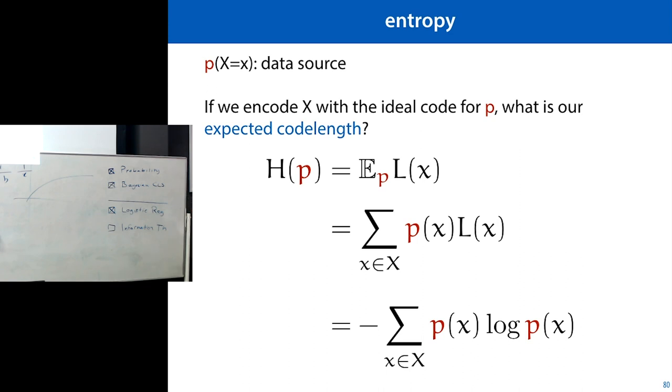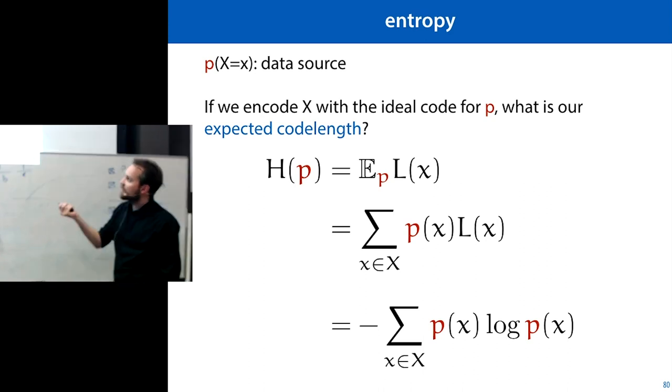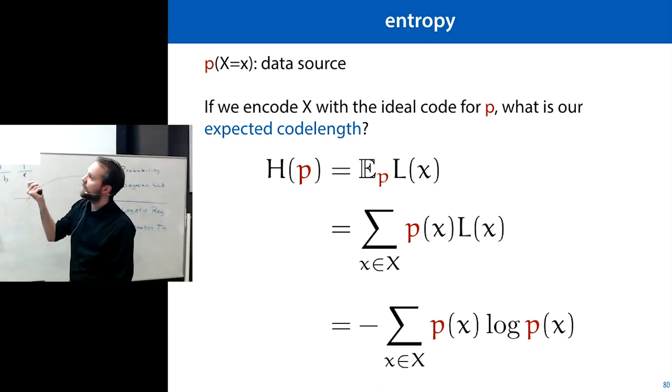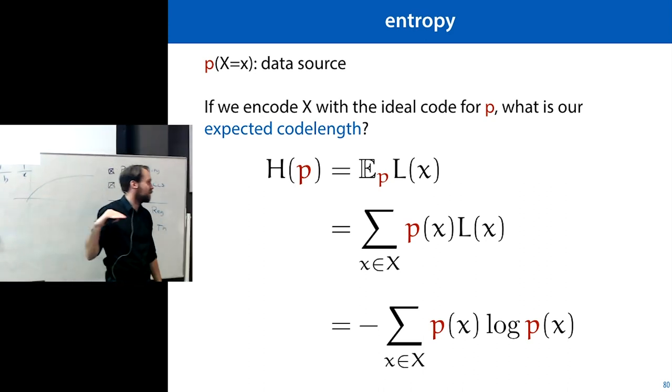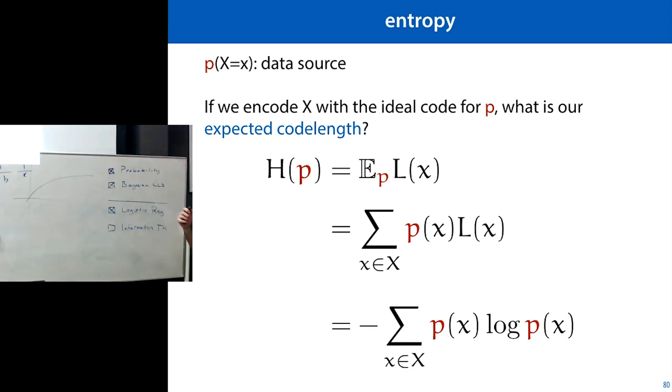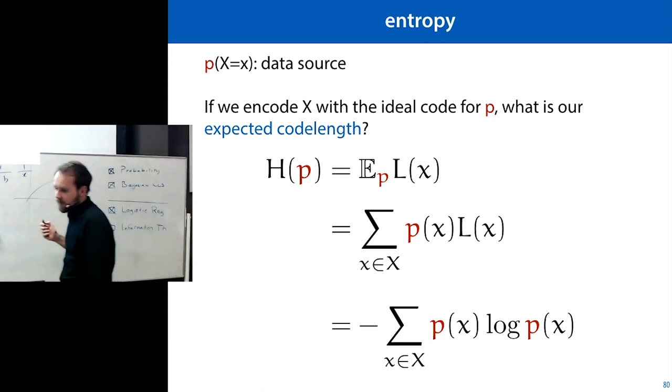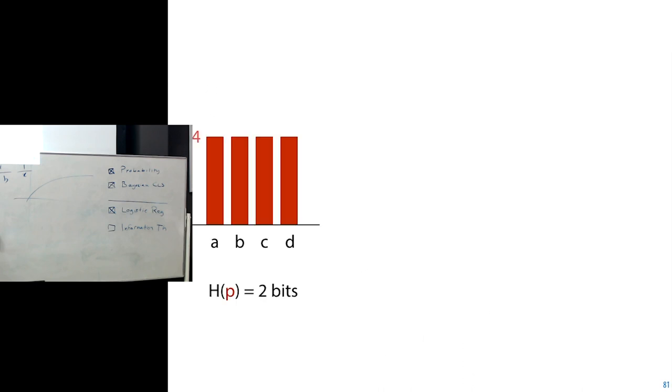And it just so happens, you can prove this, that this is the code that gives you the lowest expected code length. So the entropy is the lowest possible expected code length you can have. There's lots of other codes, but they will give you worse expected code lengths. And the entropy is a good measure of how spread out your distribution is, or how much you know.